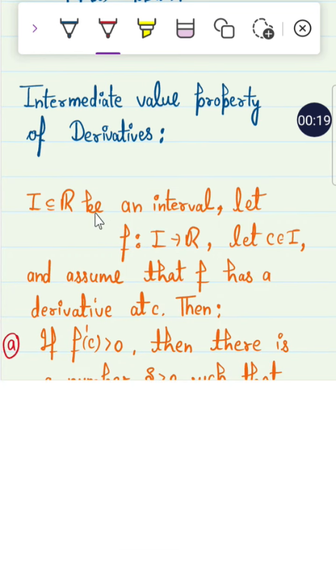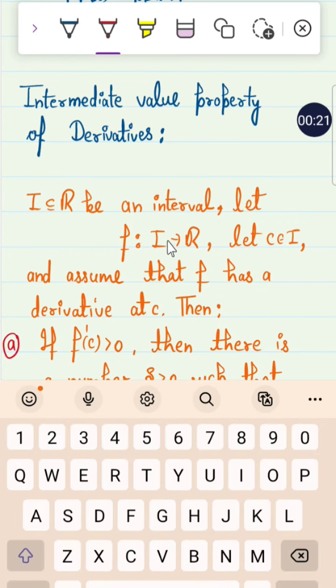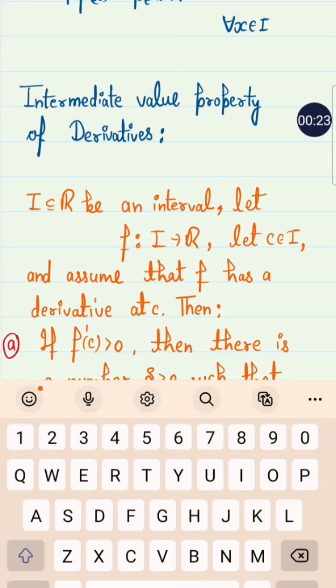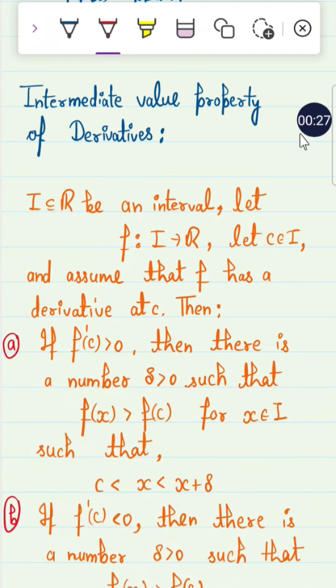Let I ⊆ R be an interval. Let f be a function from I to R. Let c be in I. Assume that the function has a derivative at c. Then if f'(c) is greater than 0, there exists a delta such that f(x) is greater than f(c) for x in I and x in between c and c plus delta, right? It is in the positive direction.